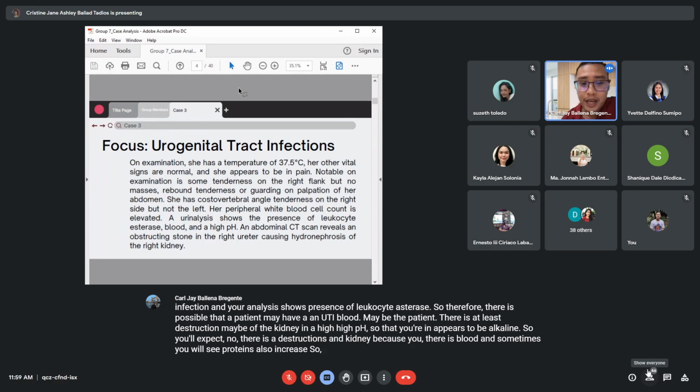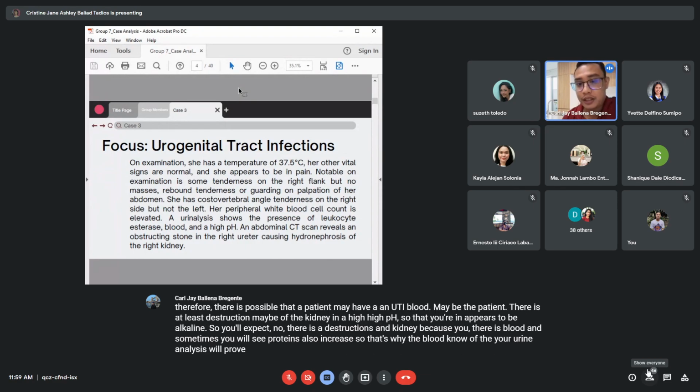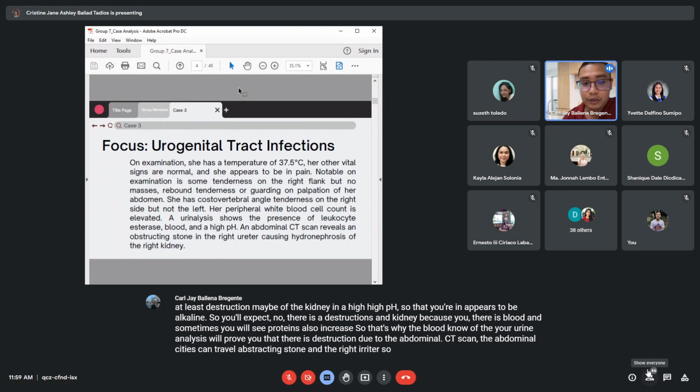So that's why the blood in your urinalysis will prove to you that there is destruction, due to the abdominal CT scan. The abdominal CT scan reveals an obstructing stone in the right ureter. So let's go to the organism. Let's go to your concept map.